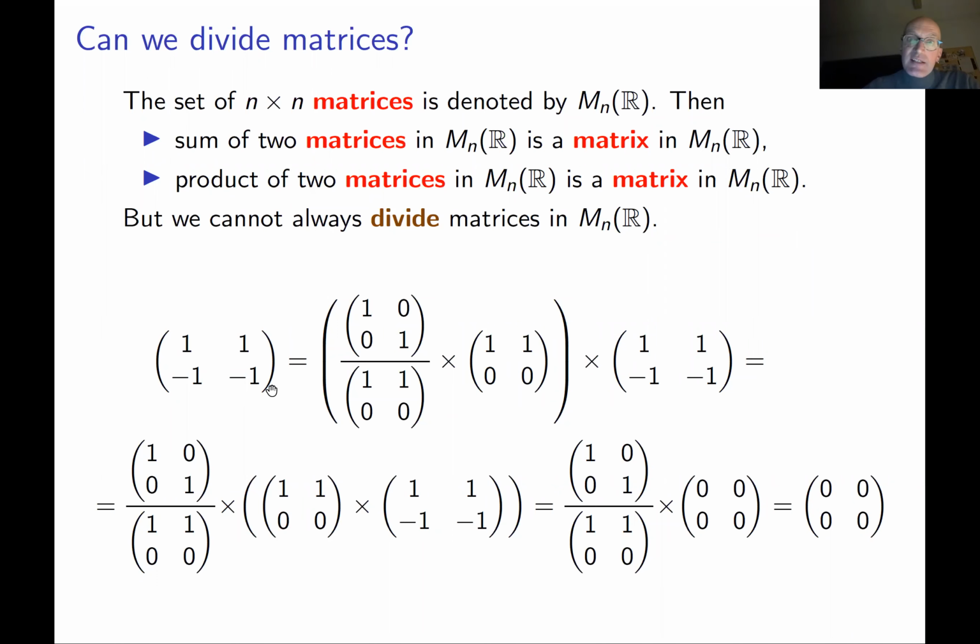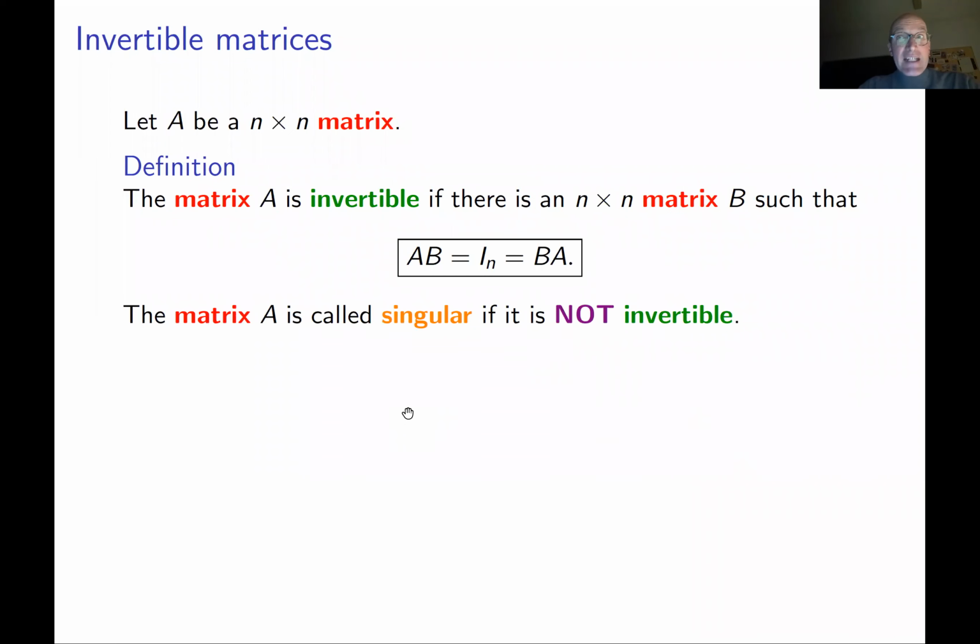And the problem is that we cannot divide the identity matrix by 1, 1, 0, 0. Such a matrix just does not exist. So we cannot always divide matrices, unfortunately. But some of them we can divide. If we can divide them, we call them invertible.